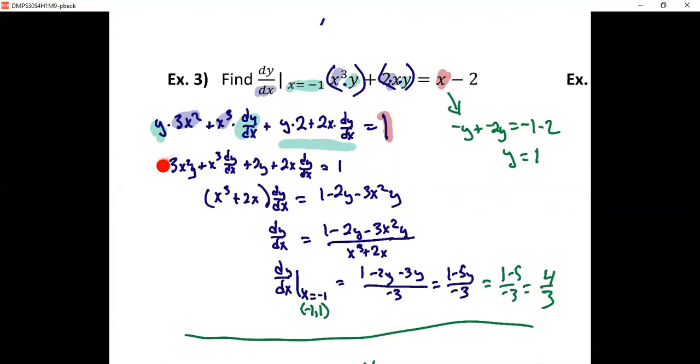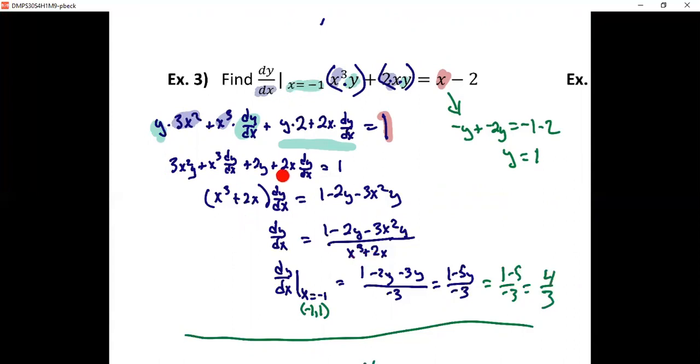So now we come up with a situation where I have this expression, and I have multiple dy dx's. If I have multiple dy dx's, what I need to do is factor out the dy dx from two of the terms. And what you'll notice is I've brought this 3x squared y and this 2y over to the other side of the equation. And then that way I factor out the x cubed plus 2x. Really, I factor out the dy dx. And then when I divide, I get this expression.